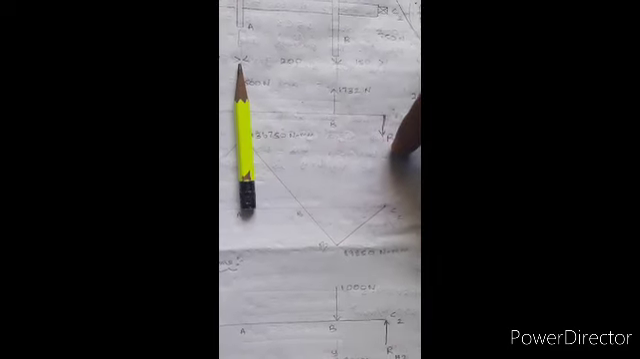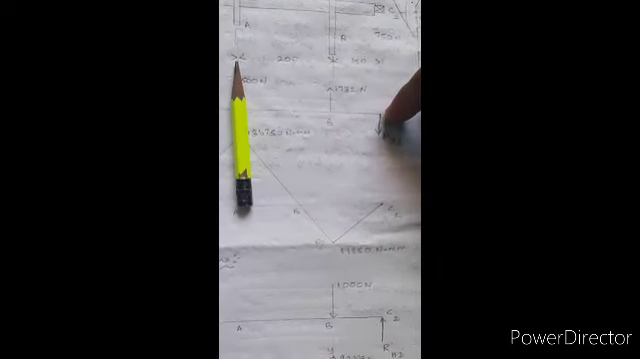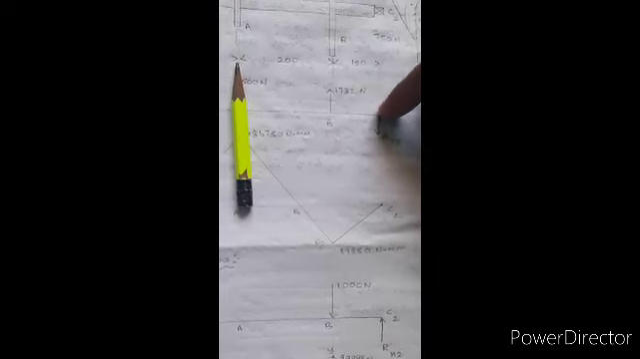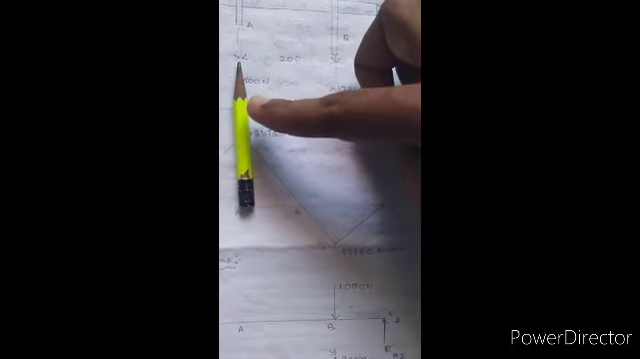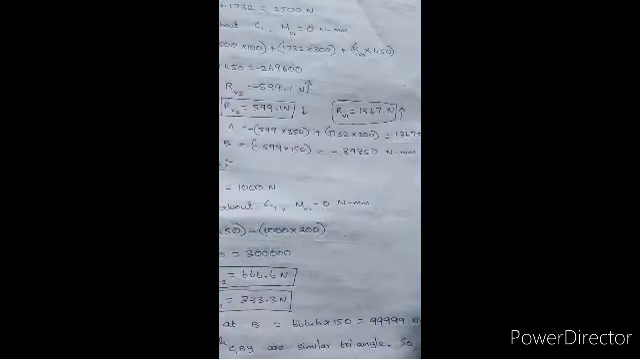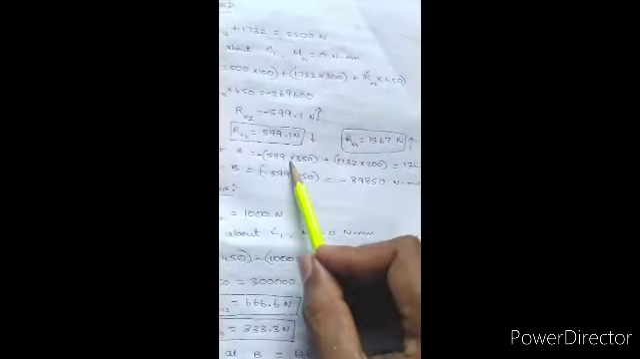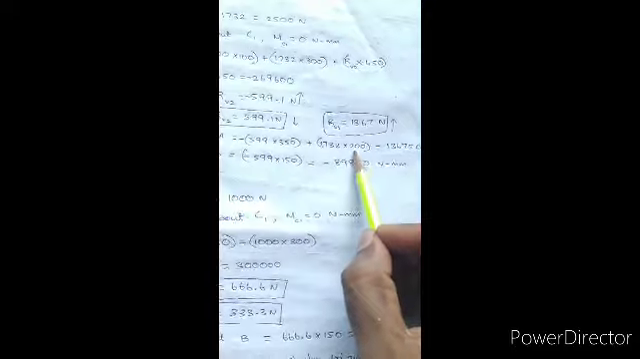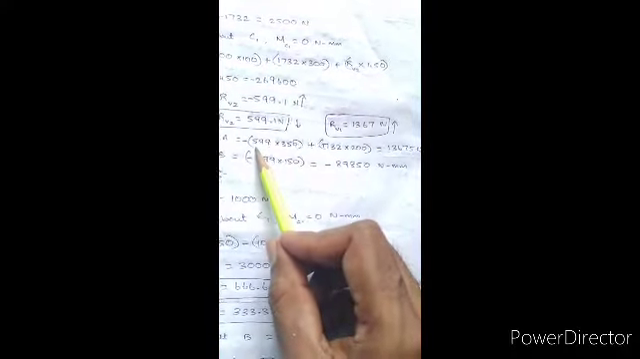Next one, RV2. RV2 is acting clockwise, so minus RV2 into the distance between RV2 and A, which is 350 mm. Since it is acting clockwise, I have to put minus. So the final answer is 136750. Similarly, I have to find the bending moment at point B.